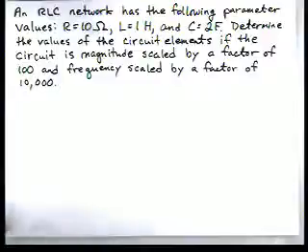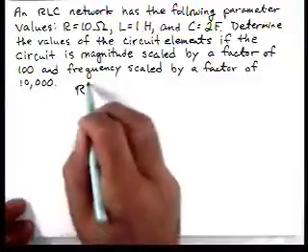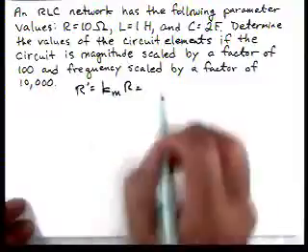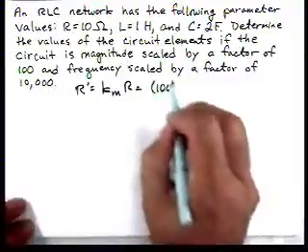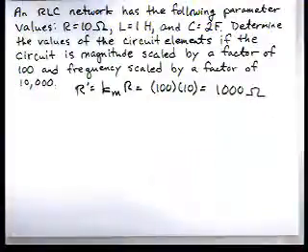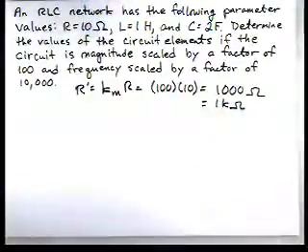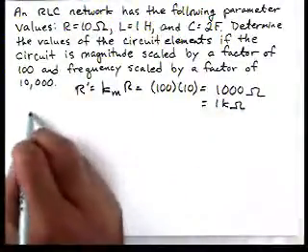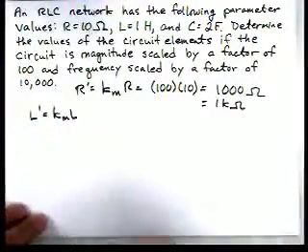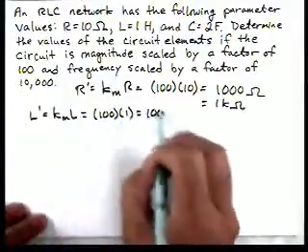So from the text, if we're going to magnitude scale, of course for the resistance we have R prime equal to Km times R. The magnitude scale was 100, so that gives us 1,000 ohms, or 1 kilohm. For the inductance, we multiply the magnitude scaling factor by L. So here we have 100 times 1, or 100 henries.